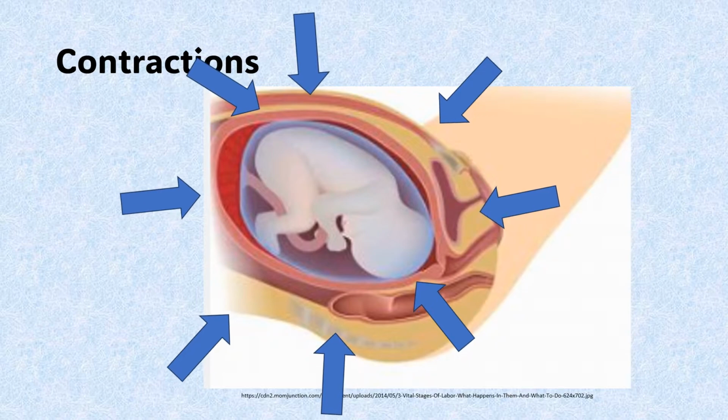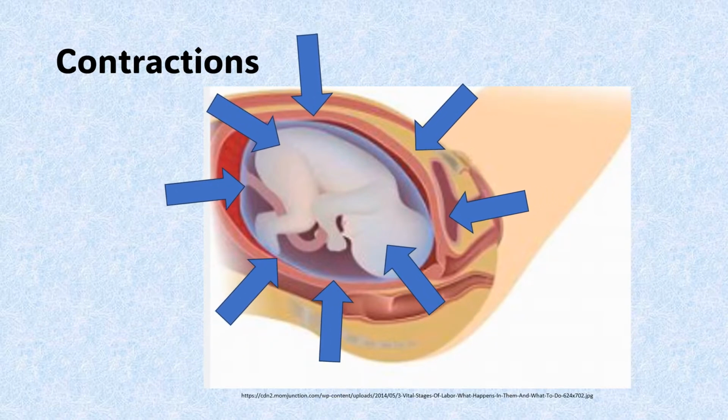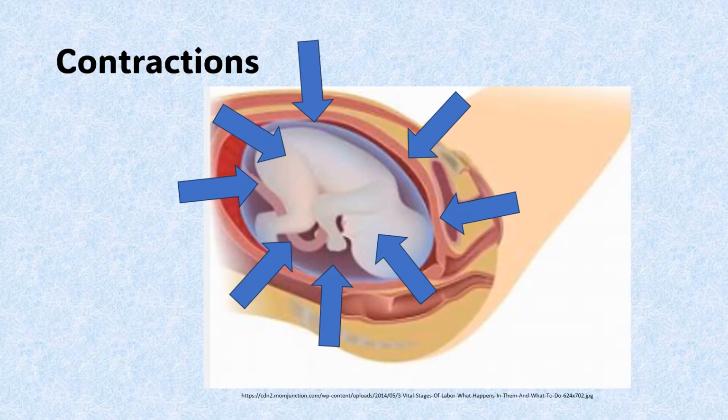A contraction describes when the muscles of the uterus tighten then relax. The primary function of the contraction is to expel the fetus from the uterine cavity. The contractions have numerous important effects on the fetus. Each contraction interferes with the flow of oxygenated blood to the placenta. The fetal circulation should not be affected by the contraction unless abnormalities of the umbilical cord are present.